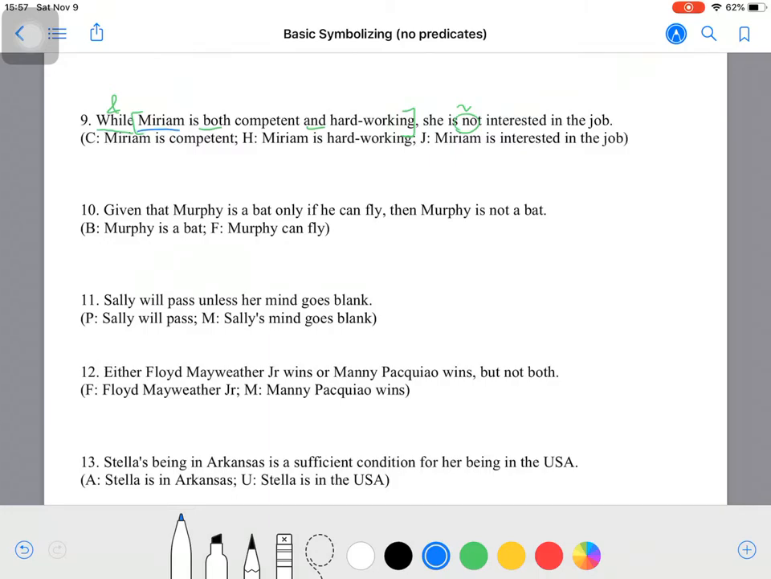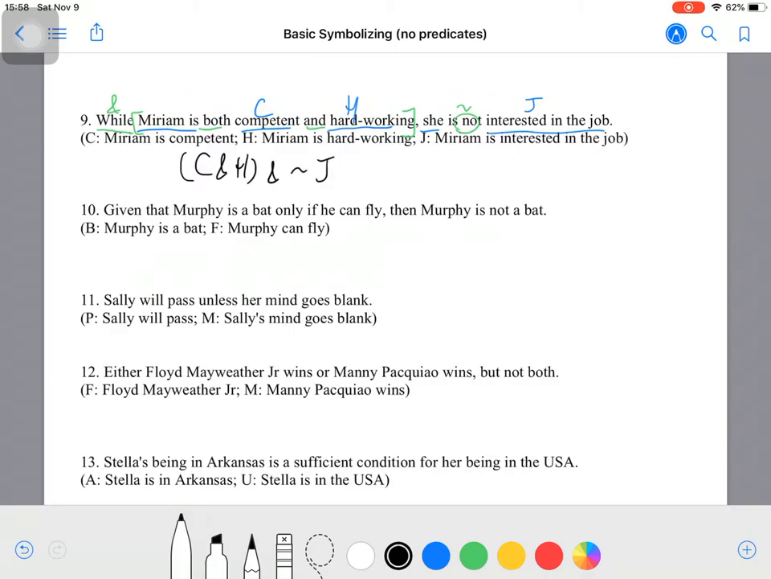So while Miriam is competent is a C, Miriam is hardworking is an H, and she is not interested in the job would be J. So in total, this is while Miriam is both competent and hardworking. So it's the case that she is competent and hardworking, and that she is not interested in the job.